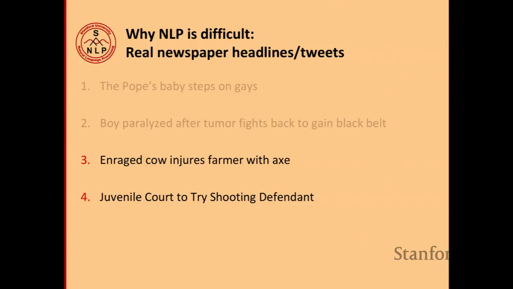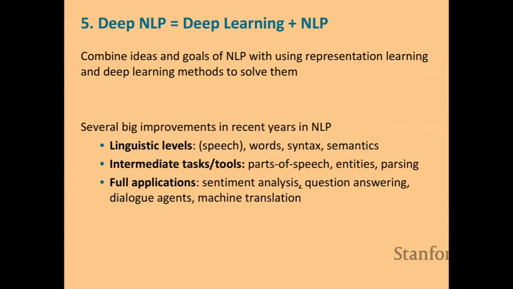Fortunately, we live in a judicial system still for now, where one is just funny. All right. So basically, ambiguity is a big issue. And as we go through different kinds of linguistic levels, we'll struggle with it in different ways. Now, I said, this is natural language processing with deep learning. So we'll call it, in short, deep NLP, deep natural language processing. And we're basically trying to combine ideas and goals of NLP using representation learning, learning these features automatically, and using deep learning methods to solve them.